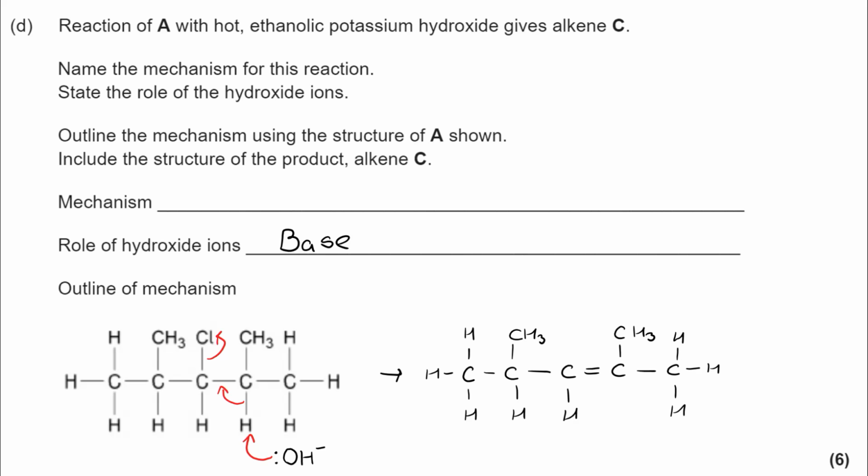And if I take a look at the type of mechanism, well, if we end up losing an H and losing a Cl, so a double bond has to be formed, we're removing things. You could say we're eliminating things. So this one is elimination. And if you ever end up with a double bond that you didn't have previously, it will be an elimination mechanism. You can see where the 6 marks are attained here.